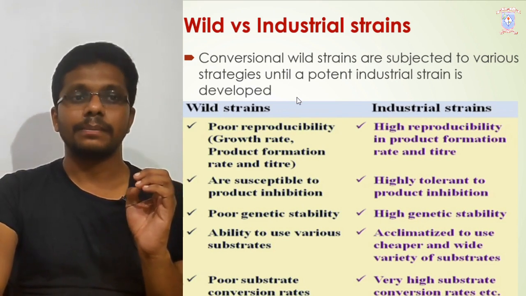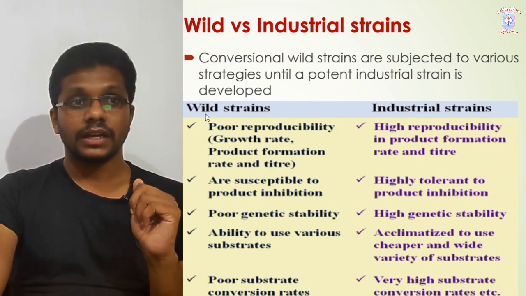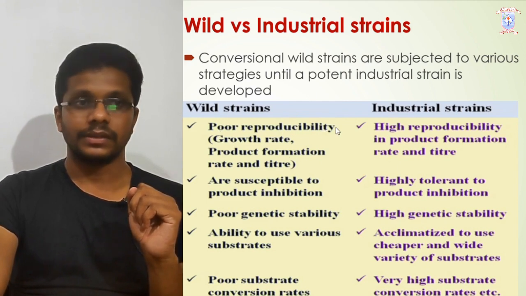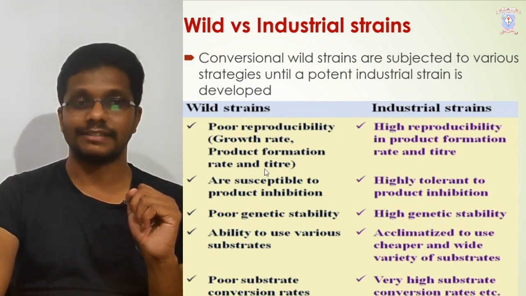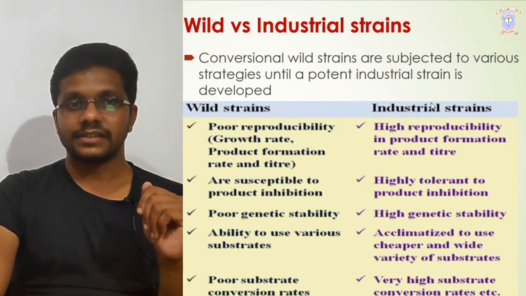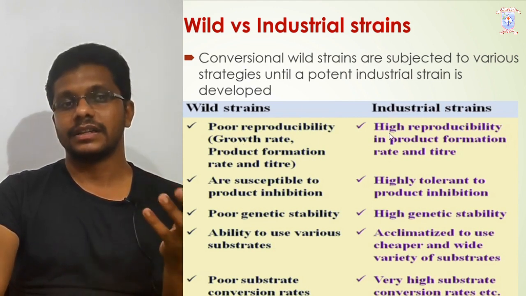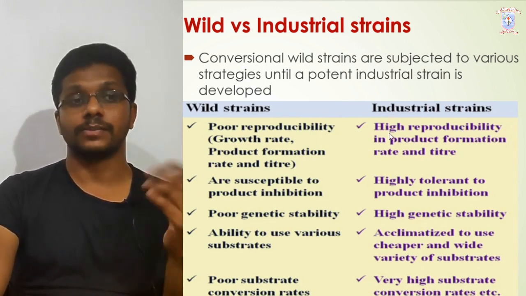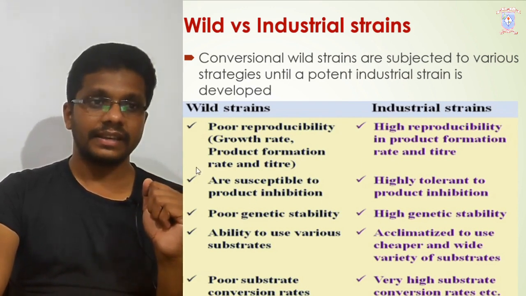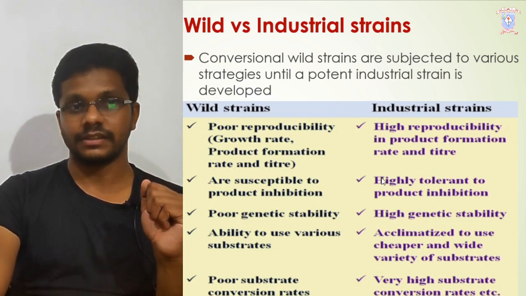And this table shows the main difference between a wild strain and an industrial strain. If you look at the details, for the wild strain, the reproducibility is poor in terms of growth rate, product formation rate, and titer. Titer is the yield actually. When it comes to the industrial strain, the reproducibility is high. Reproducibility is basically the stability of the organism. It's more stable, it's more reproducible. Secondly, the wild strains are susceptible to product inhibition. But industrial strains are highly tolerant to product inhibition.